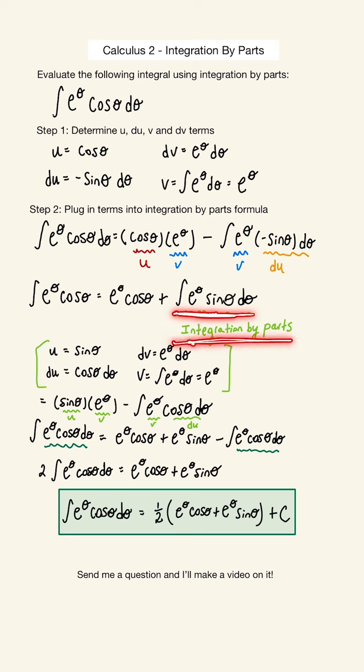So we'll do the exact same process for selecting our u and dv terms, and we'll take the derivatives and integrals as such. So here we have it, u and du for our terms, and dv and v for our terms here. And so we can go ahead and use our integration by parts formula, uv minus the integral of v du. And when we simplify this, we'll see that we have in our integral e^θ cosine θ. So this is the exact same integral that we started out with.